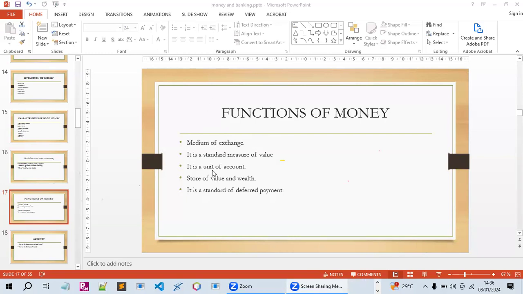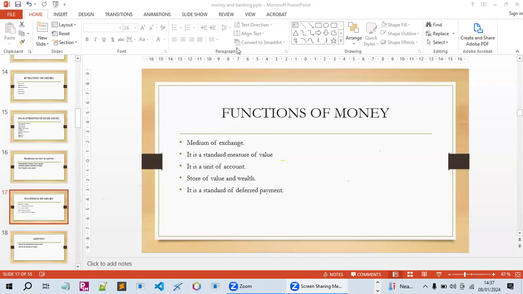And then it is a standard of deferred payment. Modern economies are built on credit transactions. Nowadays you can buy goods and promise to pay later, and this is only able to happen because we have the present form of money today. I hope you've understood all the functions of money.